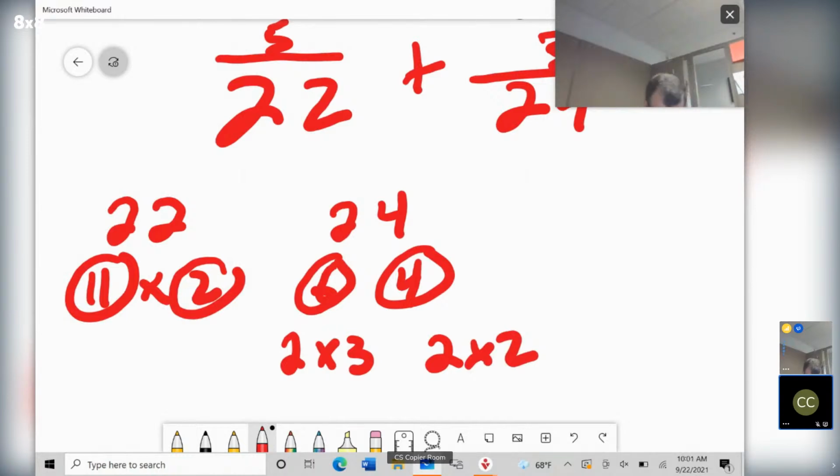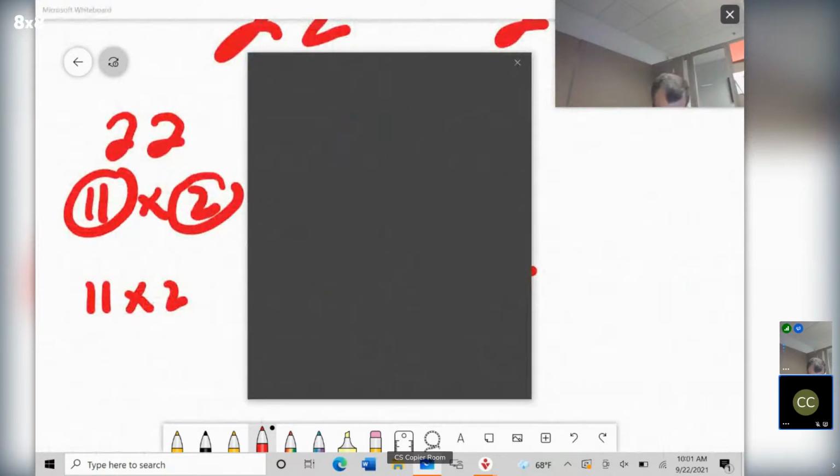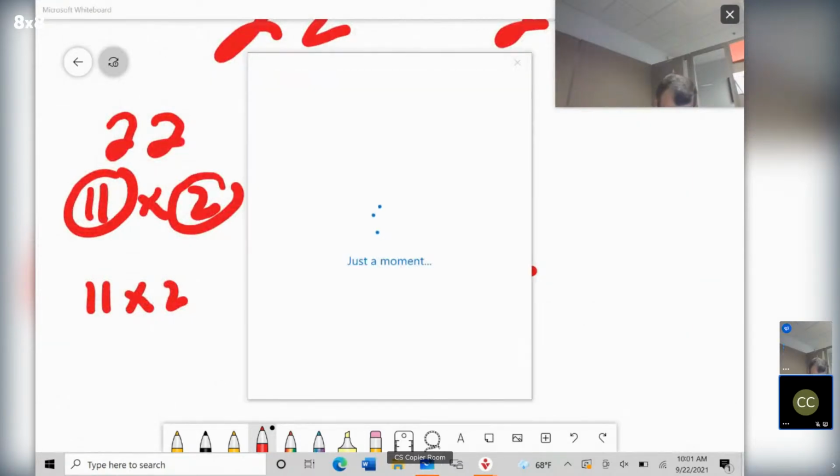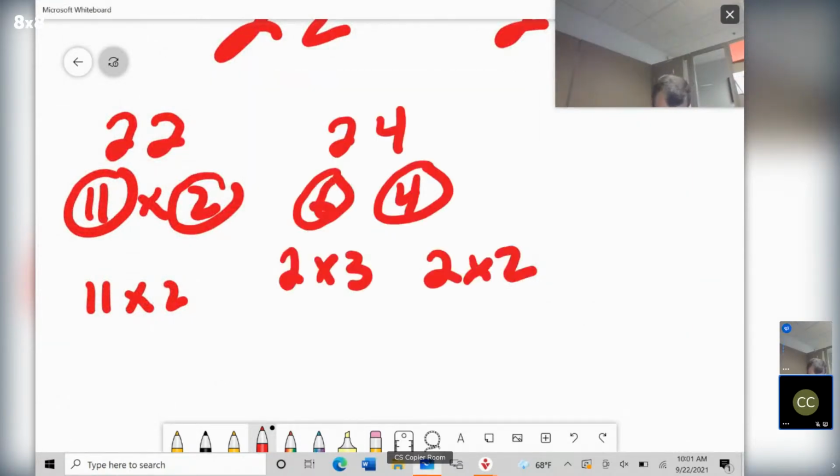So what we need to know now is we have 11 times 2. And over here we have three 2s and a 3. So for 24, we're going to need three 2s. So there's 1, there's 2, there's 3. So we're going to have 2 times 2 times 2.